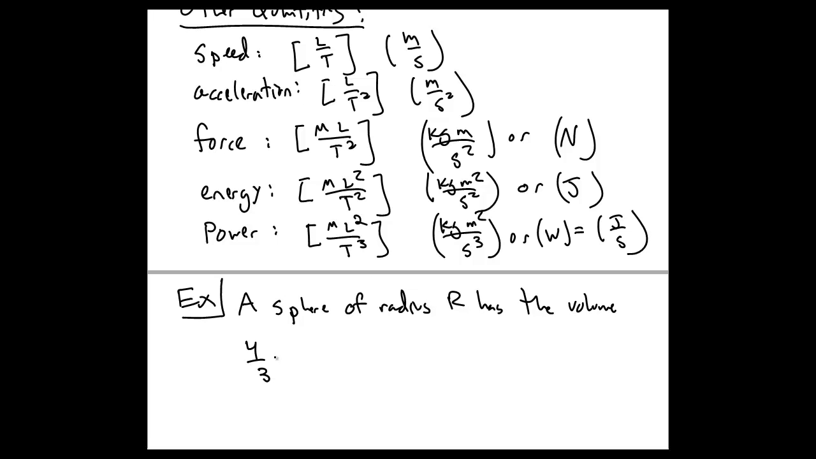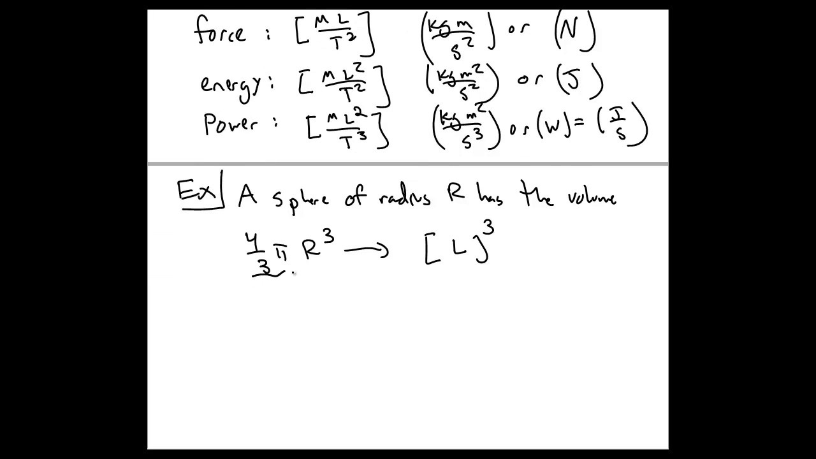A simple example of physical dimensions is the volume of a sphere. So the volume of a sphere of radius r is 4/3 pi r cubed. In physical dimensions, this is just length cubed. Notice that the 4/3 pi don't have any units, and so they don't contribute to the physical dimension.